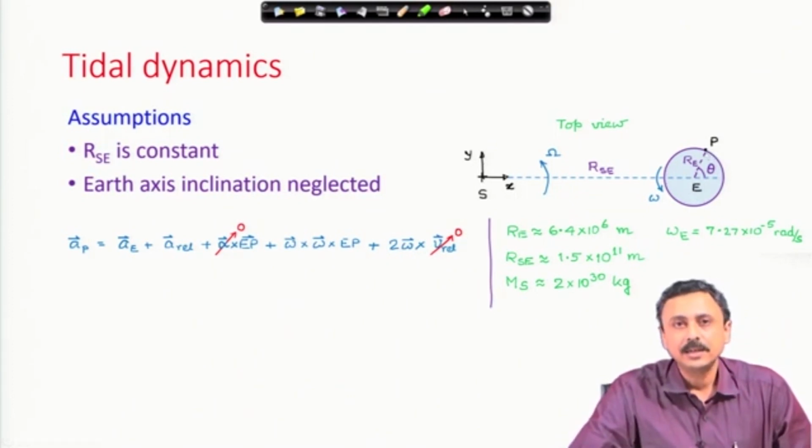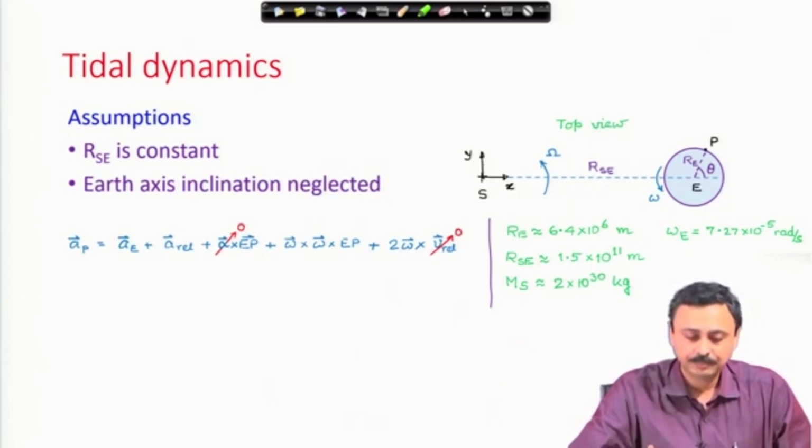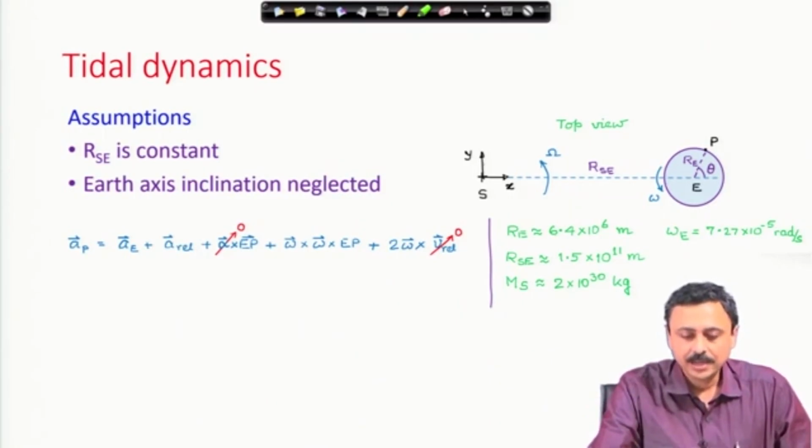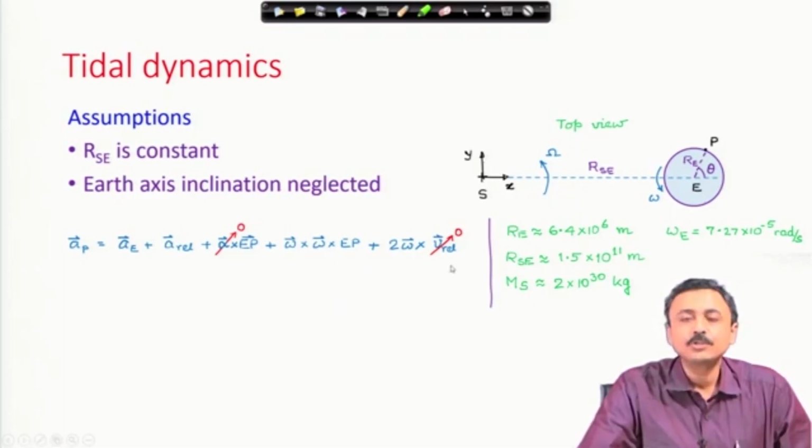Alpha is the acceleration of the spin, which is 0 of course. Earth spin is constant, therefore, alpha is 0 already, plus omega cross omega cross EP. So, spin of the earth vector cross spin of the earth cross EP plus 2 omega cross VREL.